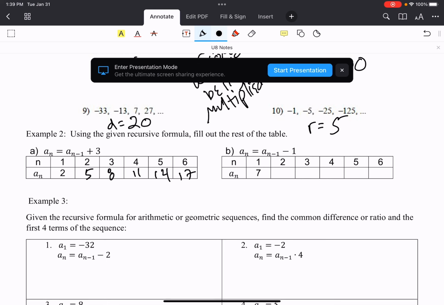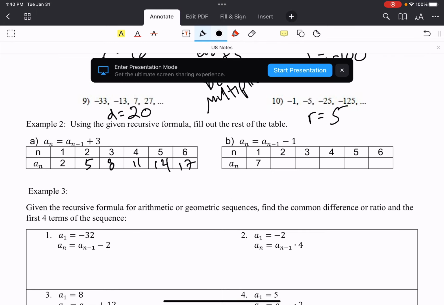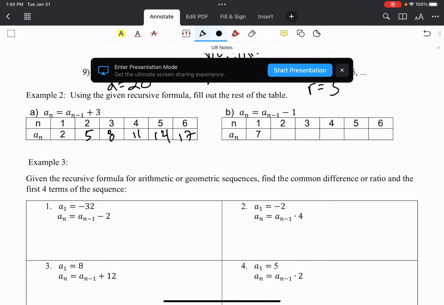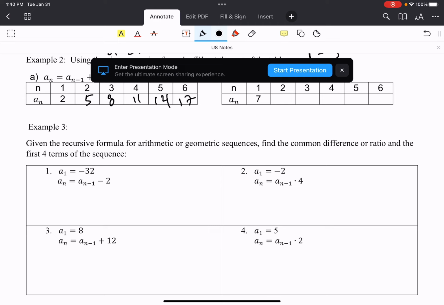I feel like you guys are doing good. I want to go to the harder part of the lesson, but just by looking at this formula on 1 here, can you tell me, is it geometric or arithmetic? Arithmetic, because it's minus 2. Good. So that one would be arithmetic, and its common difference would be negative 2. This one is geometric, right? Because it's times 4, so that would have a common ratio of 4.